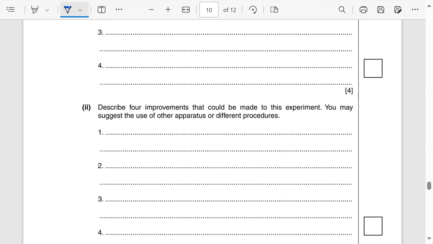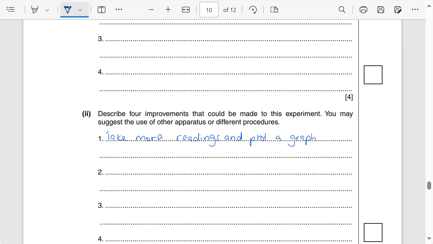How do we improve that? Take more readings and plot a graph. Number 2, or you could say take more readings, obtain more K values and compare them. You would say take more readings, obtain more K values, and compare.